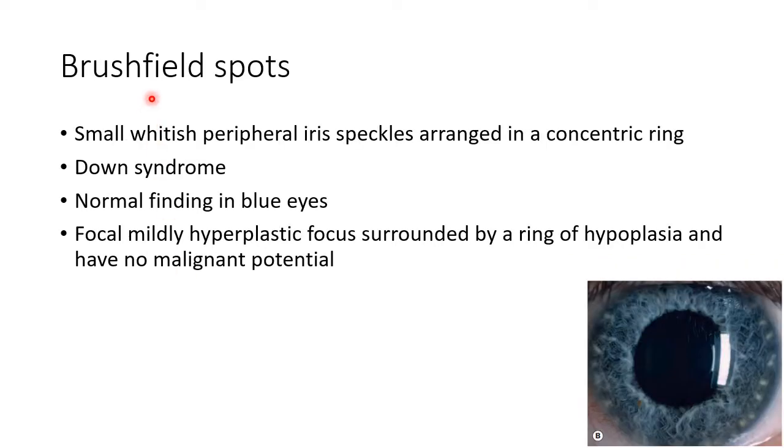Now let us discuss about Brushfield spots. These are small whitish peripheral iris freckles arranged in a concentric ring, as you can see in this picture. They can be seen in cases of Down syndrome, or they can be a normal finding in blue eyes. They are characterized by focal mildly hyperplastic focus surrounded by a ring of hypoplasia, and they have no malignant potential.